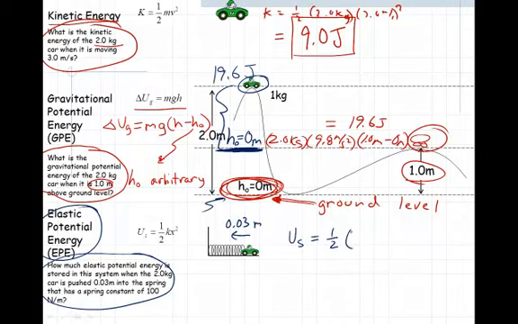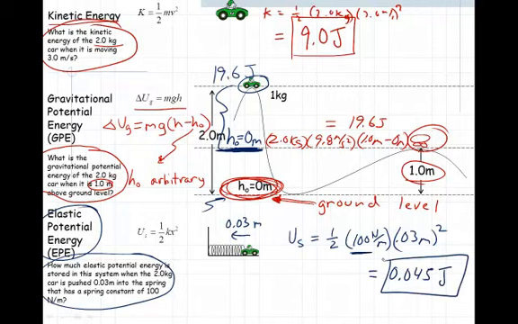The spring constant is 100 newtons per meter. One way of thinking about this is the higher this number, the stiffer the spring. And multiplying that times how far we're compressing it, 0.03 meters, and squaring that would give us a value of 0.045 joules. So these are the 3 different forms of energy that we will be studying: kinetic energy, gravitational potential energy, and elastic potential energy.